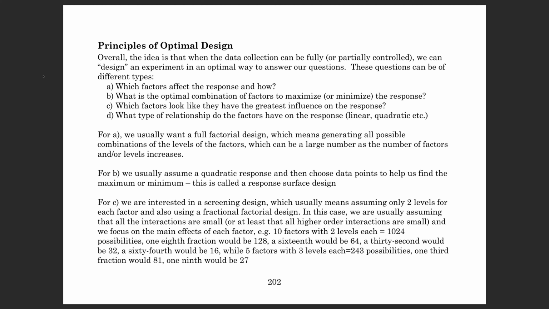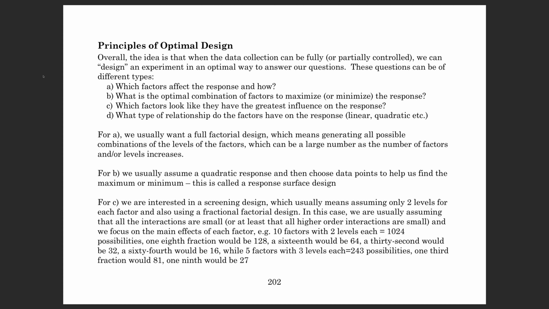So the second type of question is, what is the optimal combination of factors to maximize or minimize the response? So for example, this could be a treatment where you want to minimize some bad effect, or it could be some intervention where you want to maximize the yield or maximize the outcomes, right? So that could be, say, an educational situation where you want to identify what combination of teaching elements gives you the best response in terms of the student's understanding.